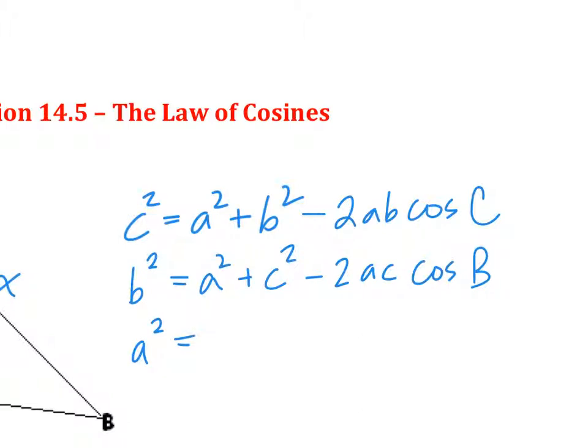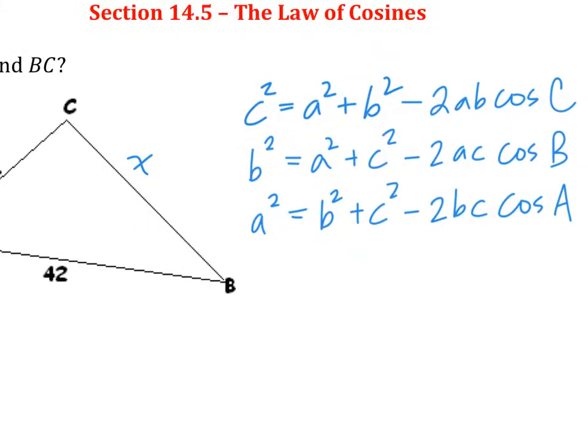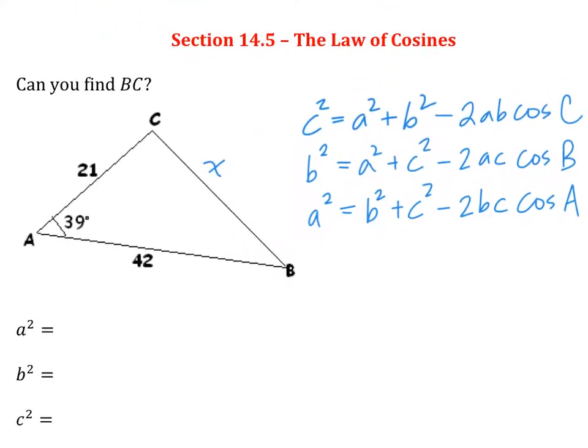Okay, hold on. Let's have everybody try it together. Okay, A squared is going to equal what? B squared plus C squared minus 2BC cosine A. Good. All right, so now let's apply. Okay, it really doesn't matter which formula we use. They just mean the same thing anyways.